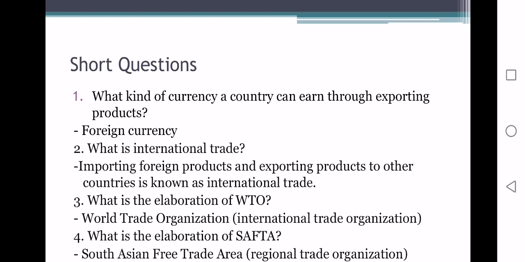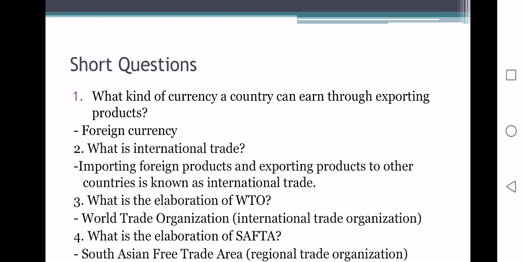We have already known that a country cannot produce all of its products as per its demand, so it goes for import. At the same time, it earns foreign currency through exporting products to other countries. Importing products from other countries and exporting products to other countries is considered as international trade. So here you can write the definition of international trade in such a way that importing foreign products and exporting products to other countries is known as international trade.